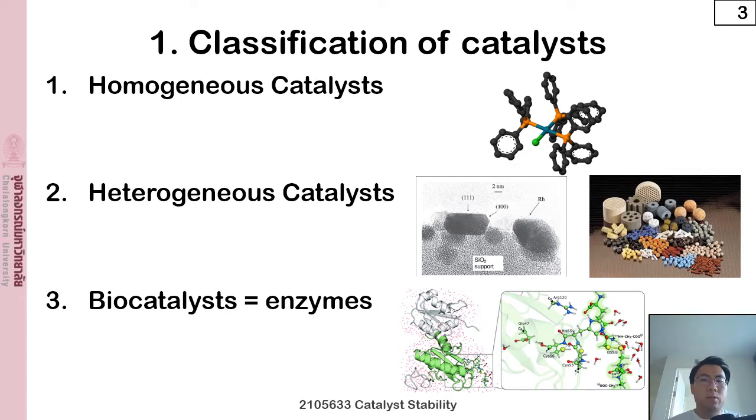Next one is the heterogeneous catalyst. As its name states, heterogeneous means the catalyst is in a different phase from the reactant or products. But this one is highly used. They found many uses of this catalyst in industry, since it has the advantage of easy separation.